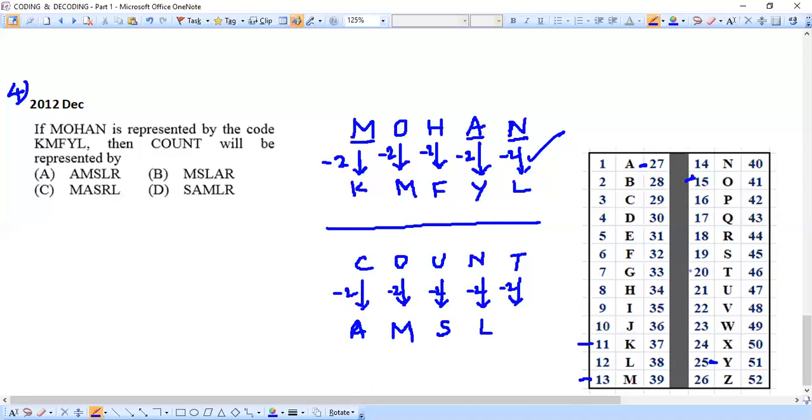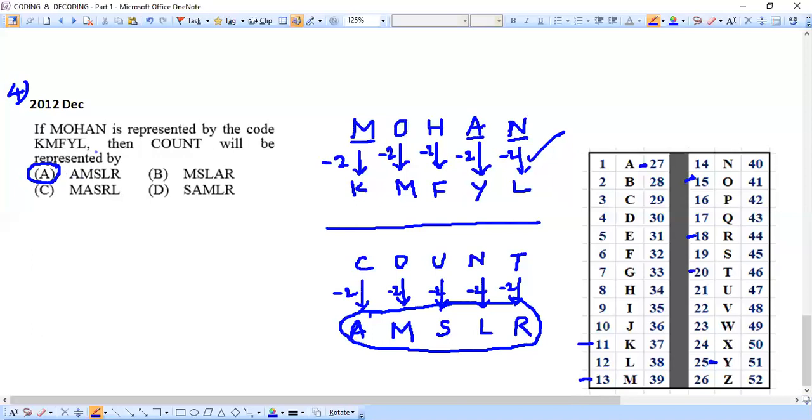And last, T. T is at the 20th position. So 20 -2, again we do, we'll get 18. 20 -2 will be 18, right? So 18 corresponds to R. Now we can confirm that AMSLR should be our correct answer. And this exactly matches our option A, and option A is going to be the correct answer for question number 4.